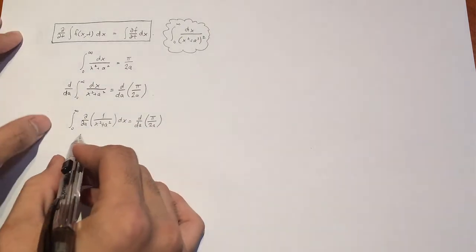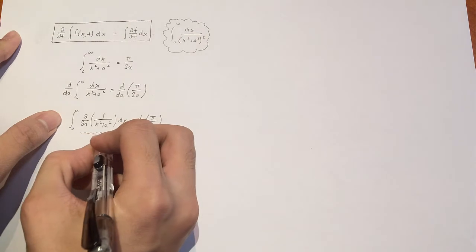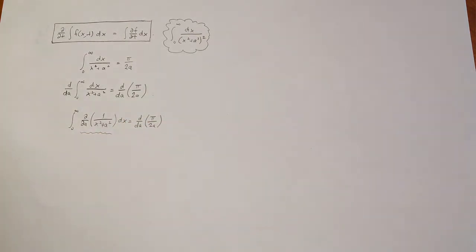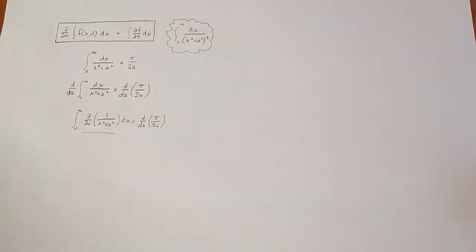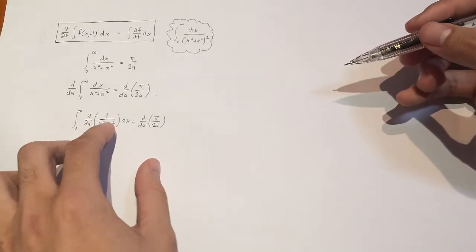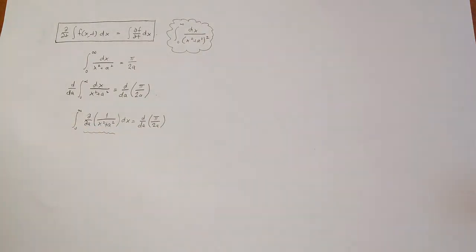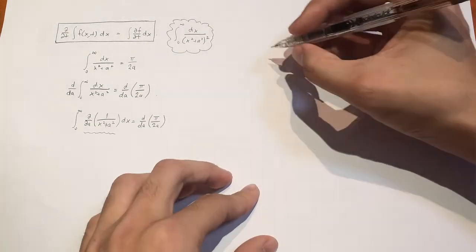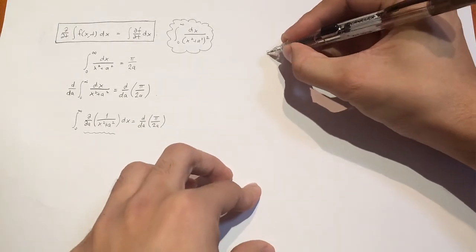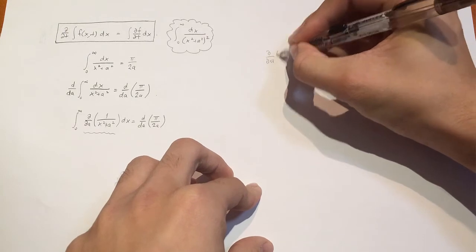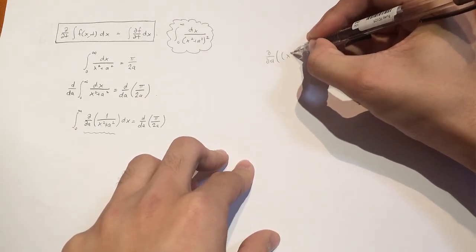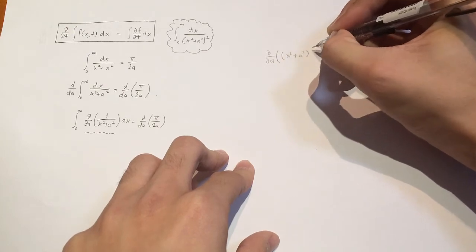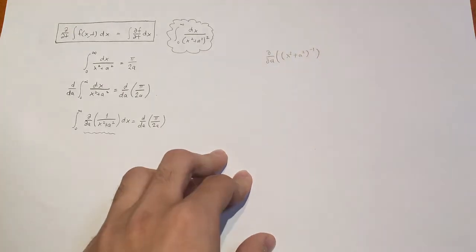So we'll evaluate the left-hand side first. We have to work out this derivative, and in order to work out this derivative, I'll do it on this side here. We'll have to use the chain rule. Now, 1 over something is like that thing to the power of minus 1, so I'll just rewrite it as that. So we have here d/da of x squared plus a squared to the power of minus 1, right?